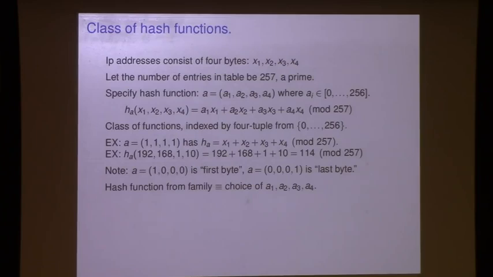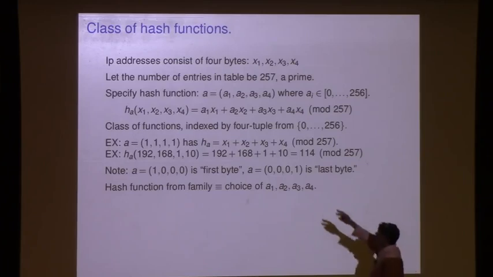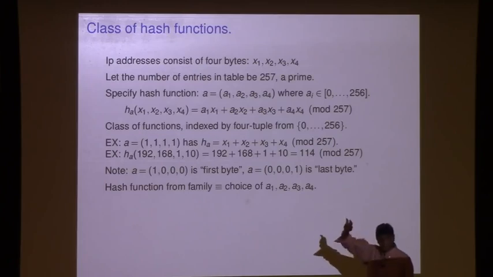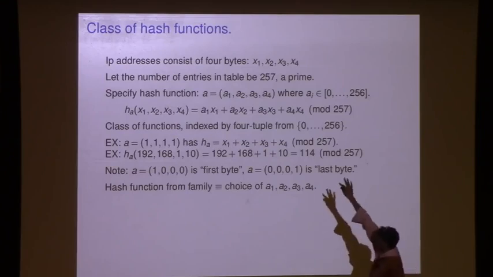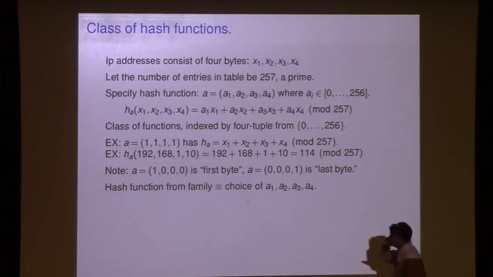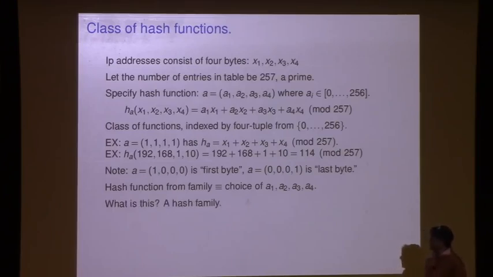Now we have this whole huge class of functions, and the functions all map this 4-byte thing to 1 byte, essentially. This big universe of IPs maps to the table indices. So this is called a hash family.